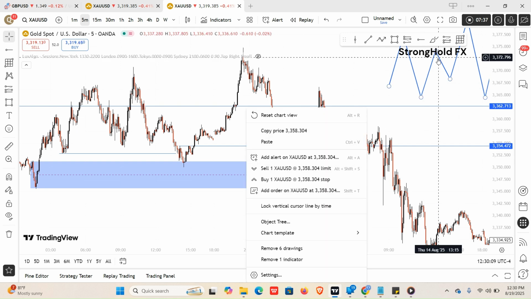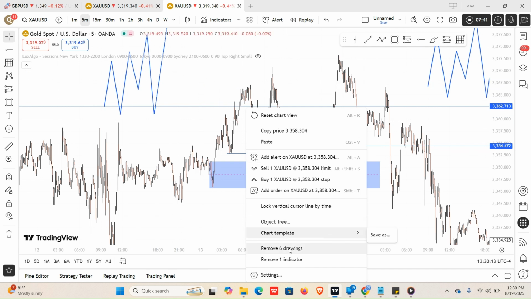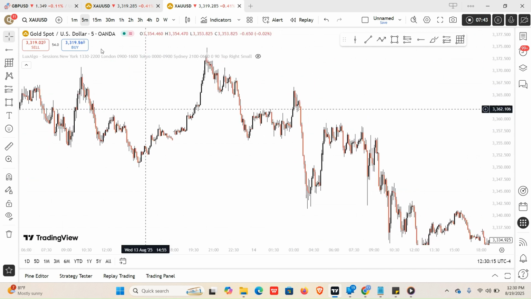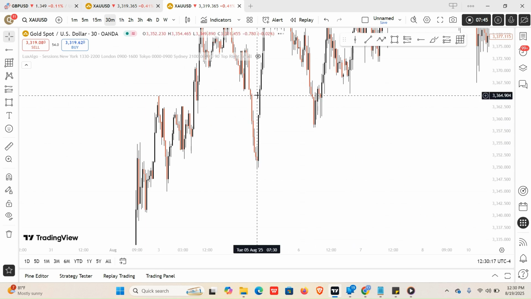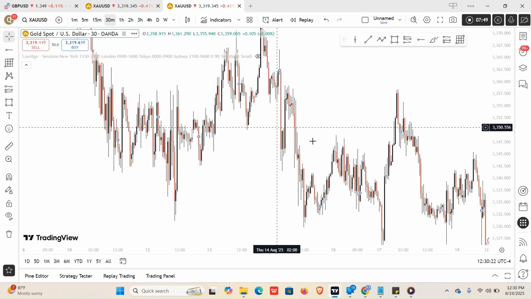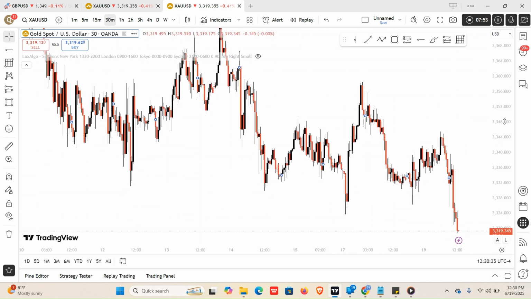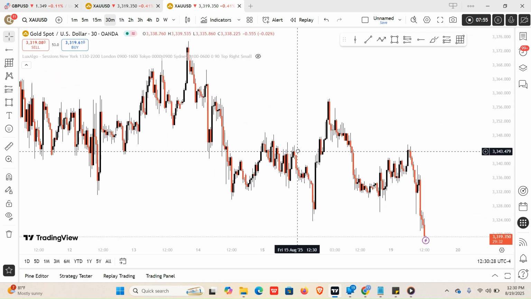And also remember, these patterns are what we are looking out for. Remove all drawings. Let's go to the 30 minutes because I don't trade smaller time frames. For reasons, I don't get confluences often in there.